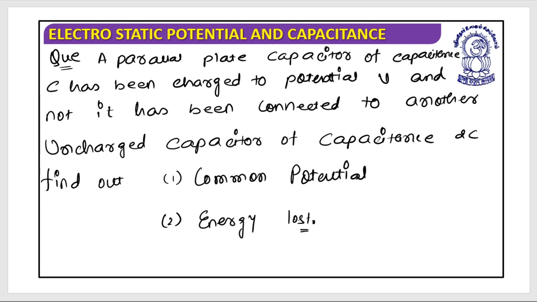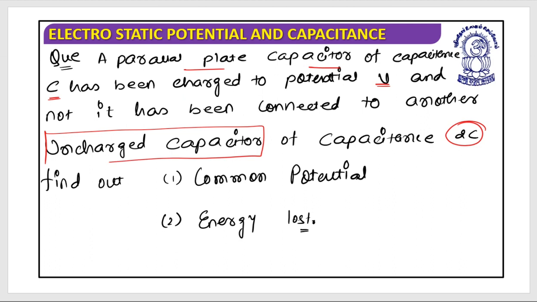So how can you do it? Go through the data very carefully and think about what you can do. What they have given is a PPC with capacity C that has been charged to a potential V, and now it has been connected to an uncharged capacitor of capacitance 2C, so its voltage would be 0. This is given. What do I require? I require a common potential.